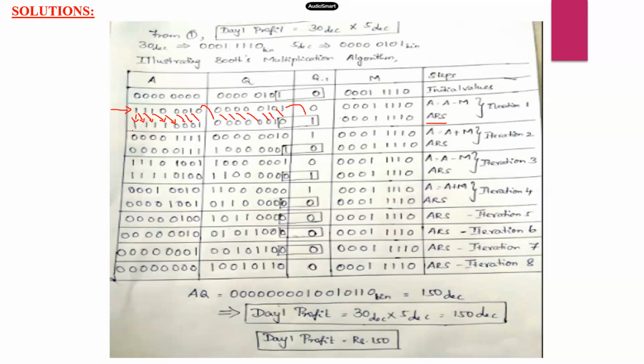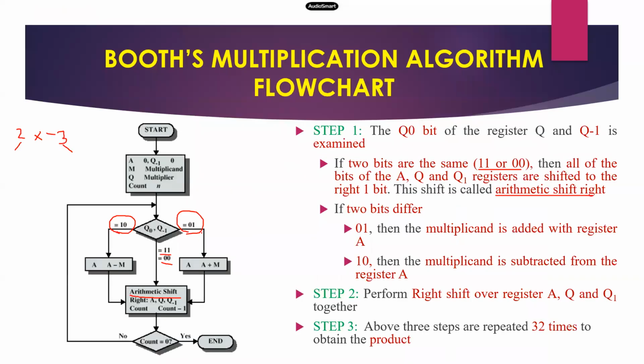Then the final result is 1111 0001 0101. This is iteration 1. Then the next iteration. Because here the number of bits is 8, we have to do 8 iterations. So now you take the bits 0 1. If it is 0 1, what does it mean? A equals A plus M, not minus M.